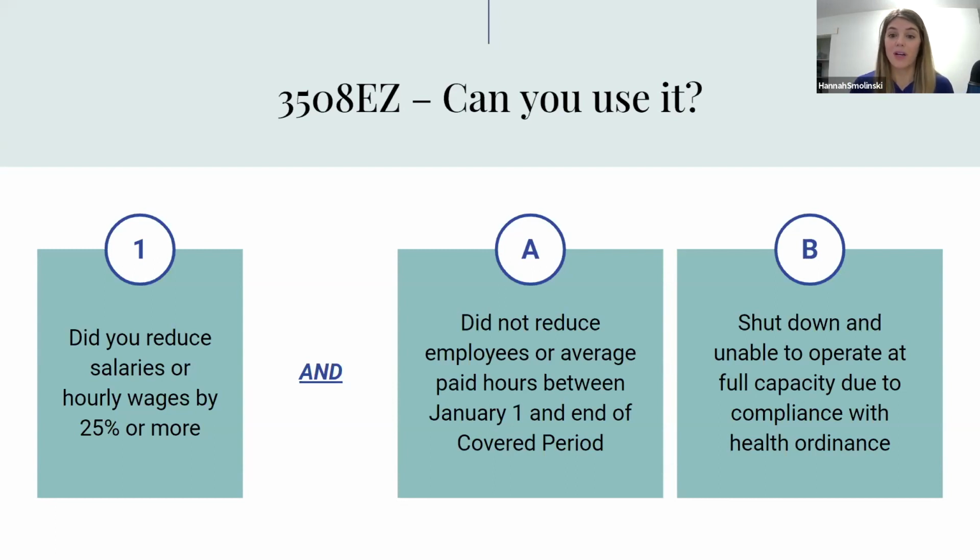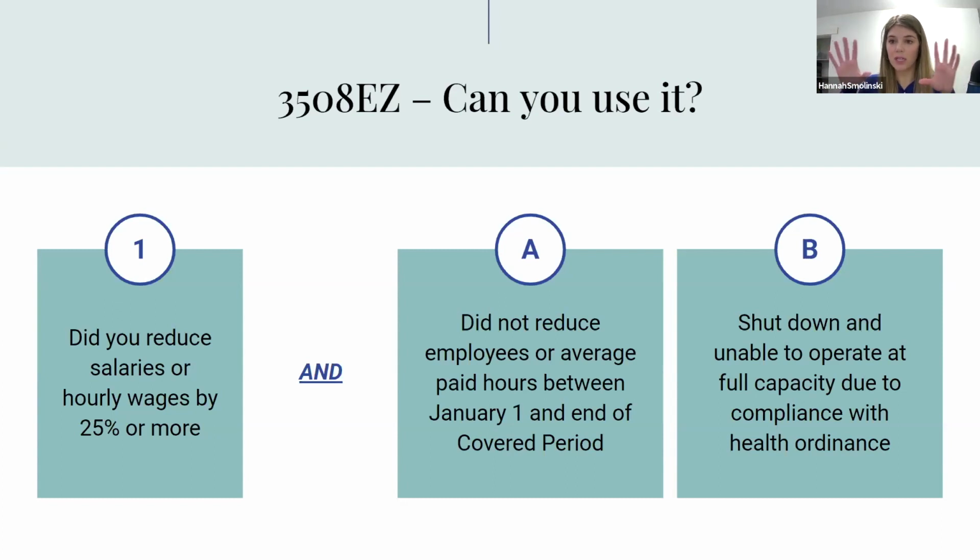Or if you got shut down by a government ordinance, something that was to help comply with health, social distancing, and guidelines there. If you were not able to operate at the level that you were at pre-COVID, then you can also use this form.